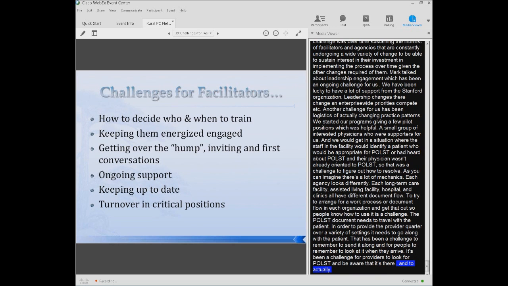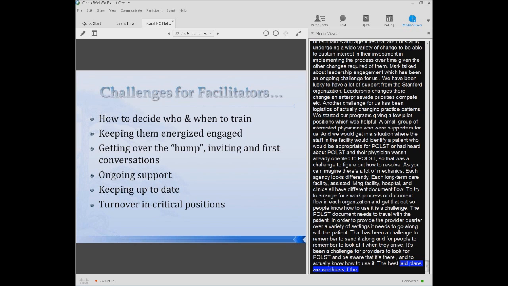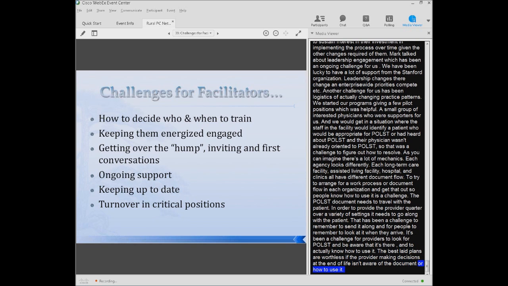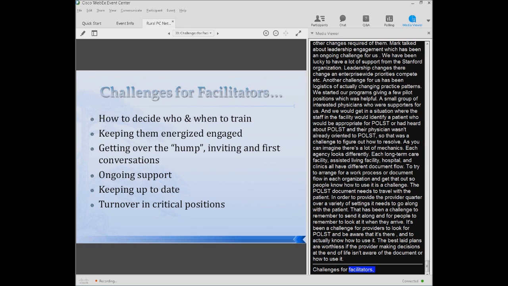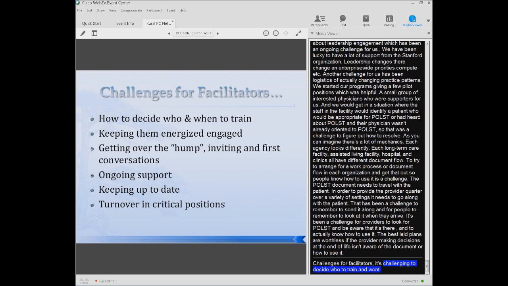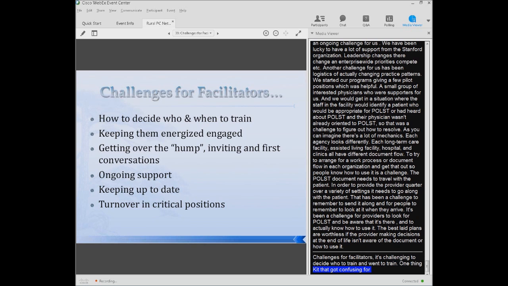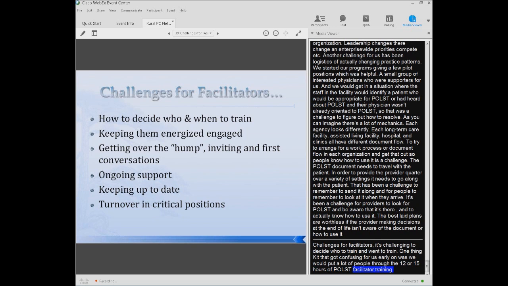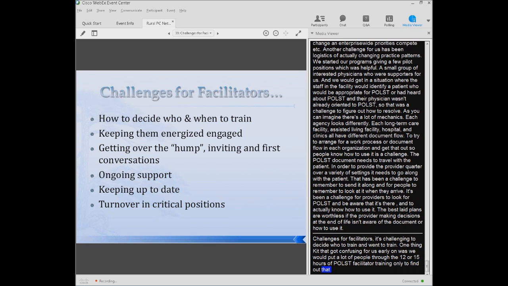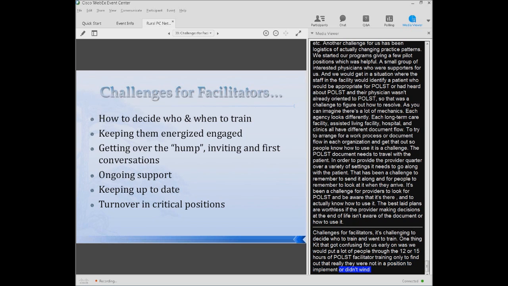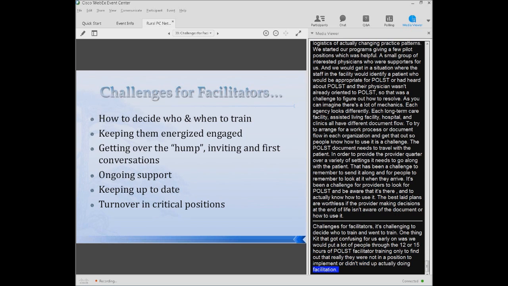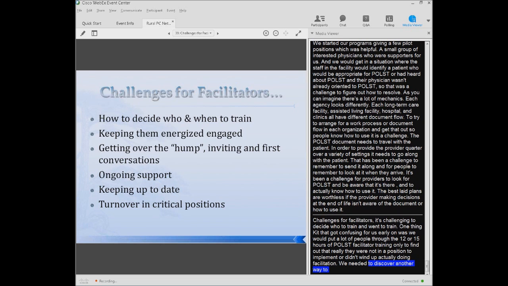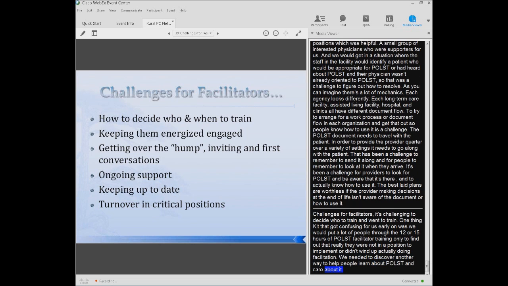Facilitators, challenging for us. I talked about that. It's a little challenging to decide who to train and when to train. And one thing that got confusing for us a little bit, I think, early on is that we would put a lot of people through the full 16 hours of POLST facilitator training, Respecting Choices training, only to find out that really they weren't in a position to implement or did not wind up actually doing facilitation. So we needed to discover another way to help people learn about POLST and care about it and recommend it without necessarily trying to turn them all into facilitators.